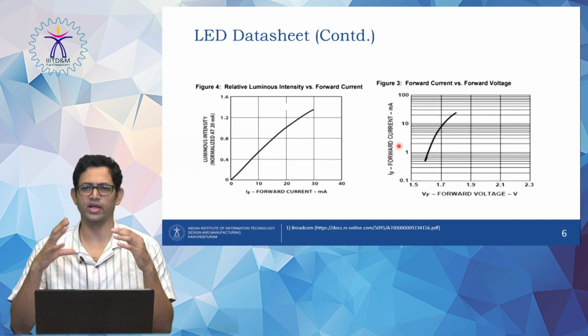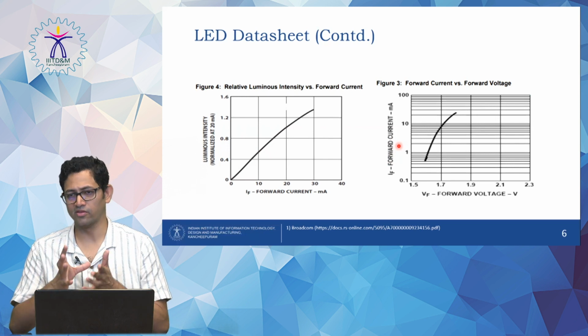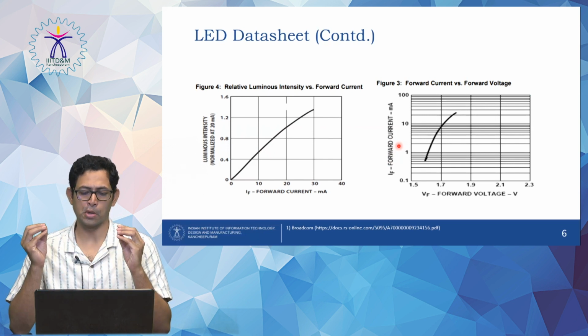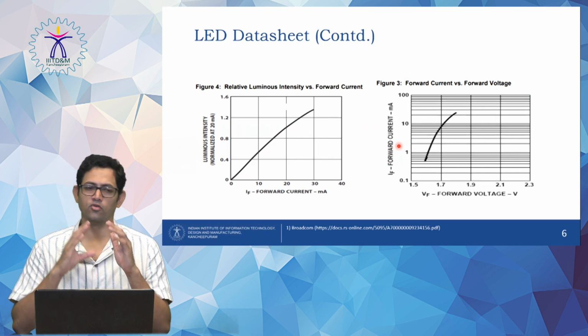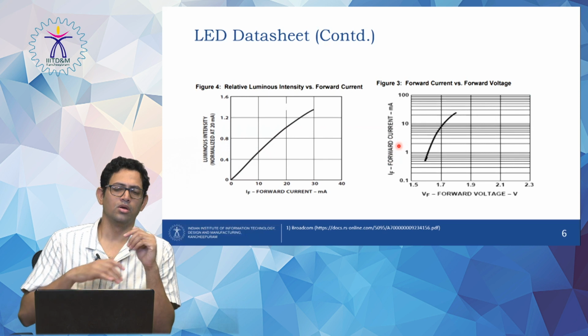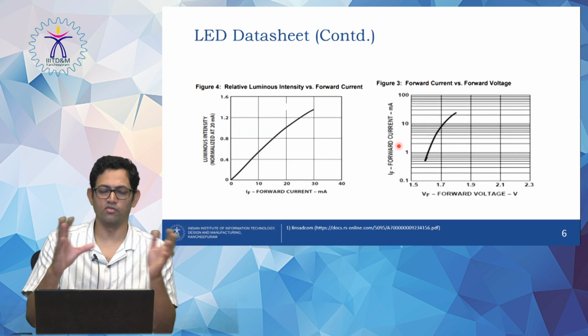So these are the main characteristics that you need to see from the data sheet. A data sheet would sometimes be like 20-30 pages, so you might get very overwhelmed, but these are the main things that you need to see before selecting a light emitting diode for any of the optical systems.